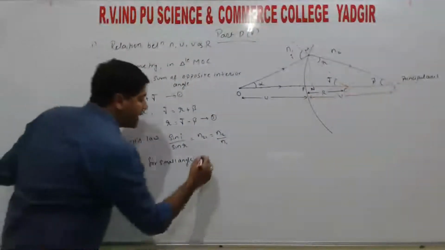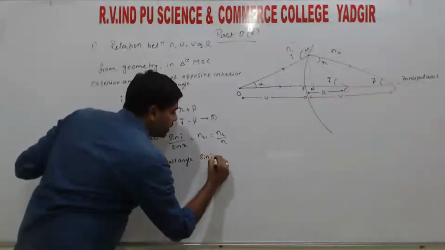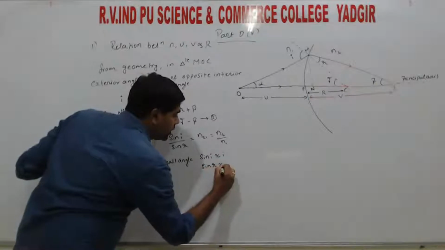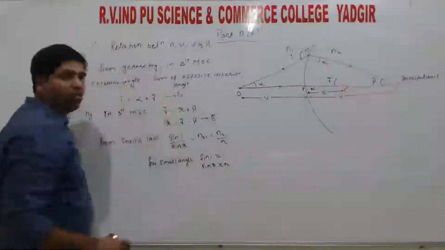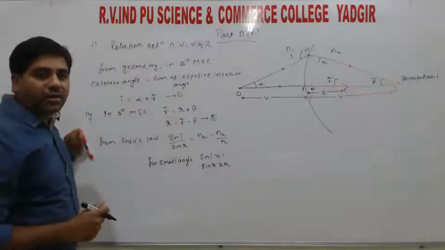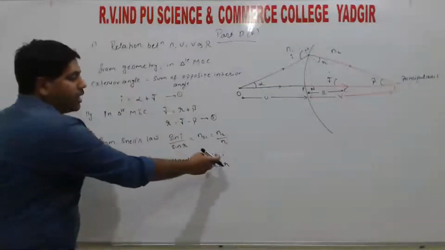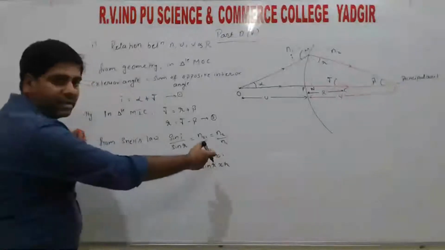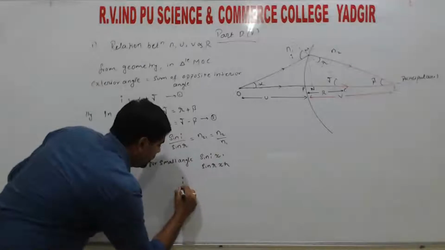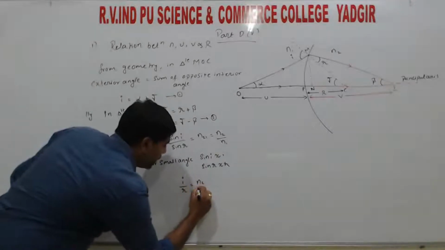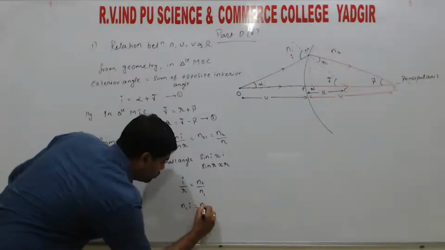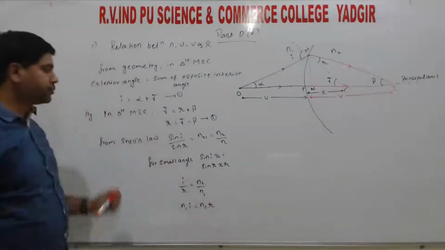So for small angles, sin I is approximately equal to I, sin R is approximately equal to R. So this is applicable only in case of sin and tan. Only for these, sin of an angle is directly equal to that angle, right? So this becomes I by R is equal to N2 by N1. So N1 I is equal to N2 into R.